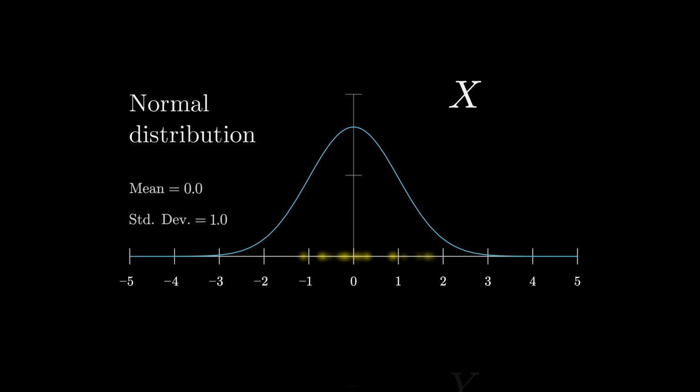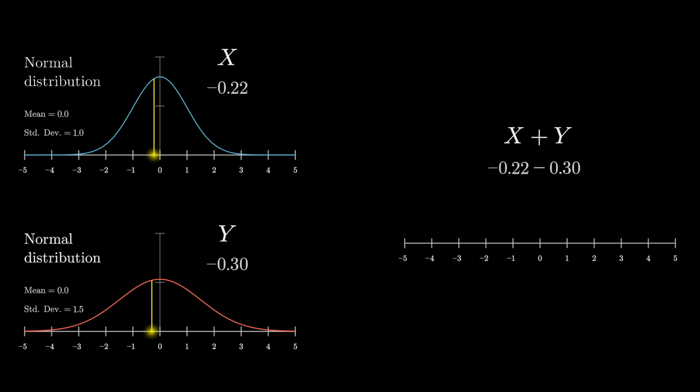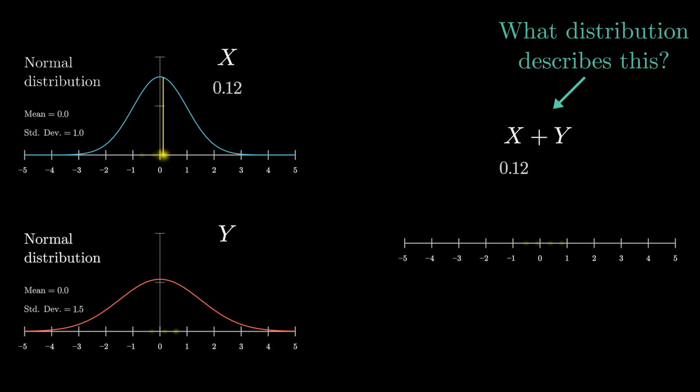I'll also pull up a second random variable, also following a normal distribution, but maybe this time a little more spread out, a slightly bigger standard deviation. And here's the quiz for you. If you repeatedly sample both of these variables, and at each iteration you add up the two results, well then that sum behaves like its own random variable. And the question is, what distribution describes that sum that you're looking at?